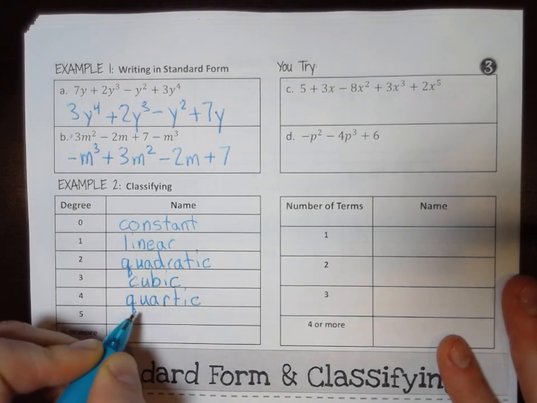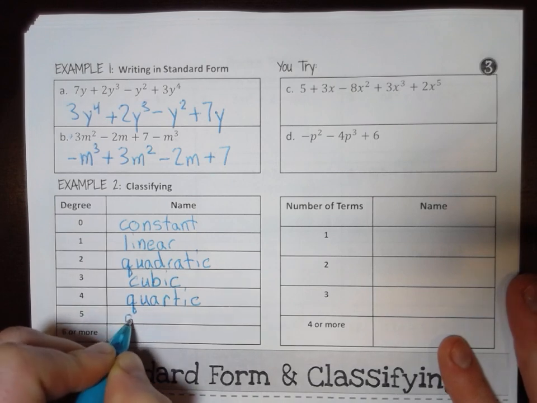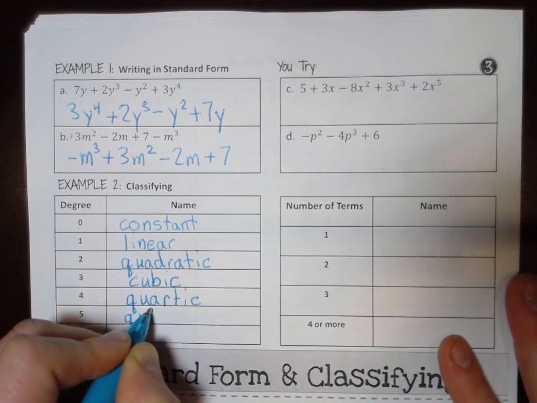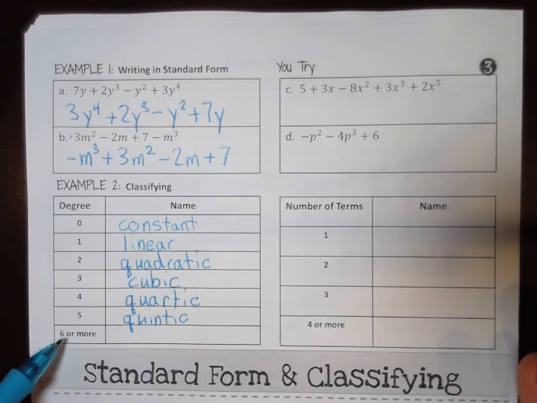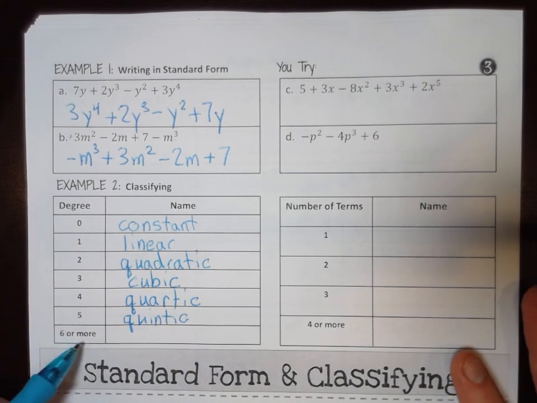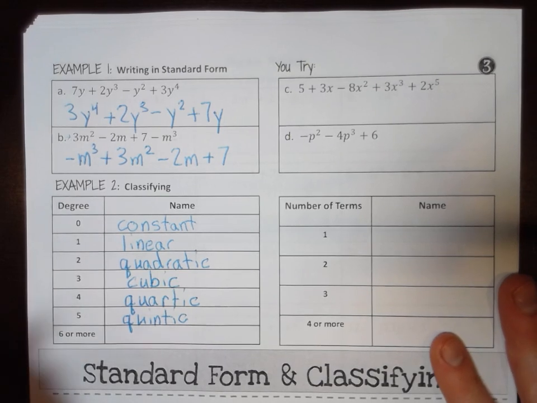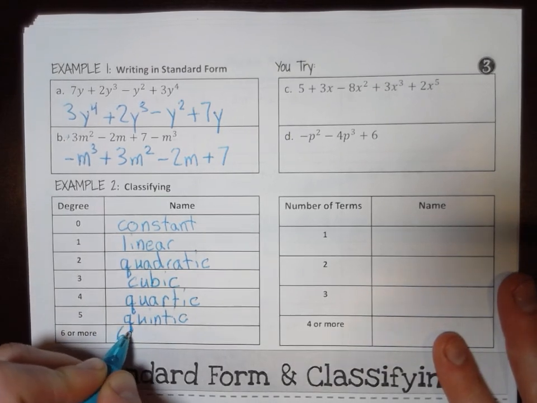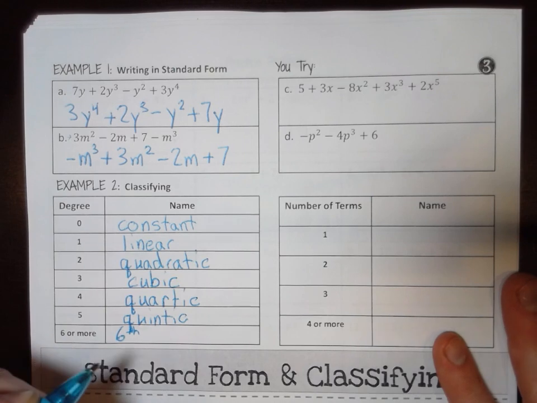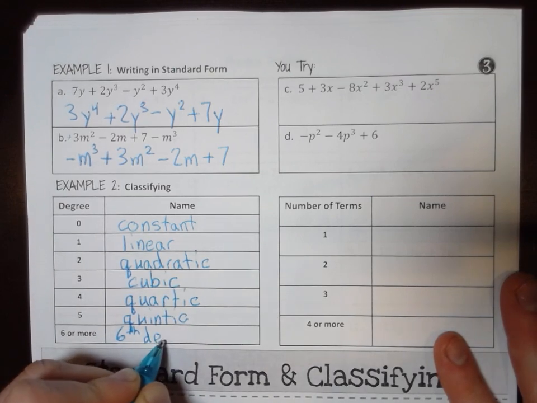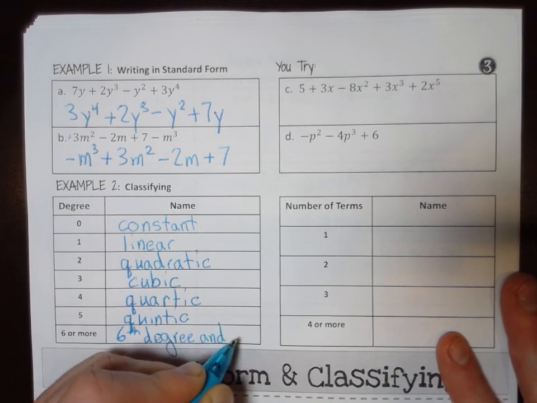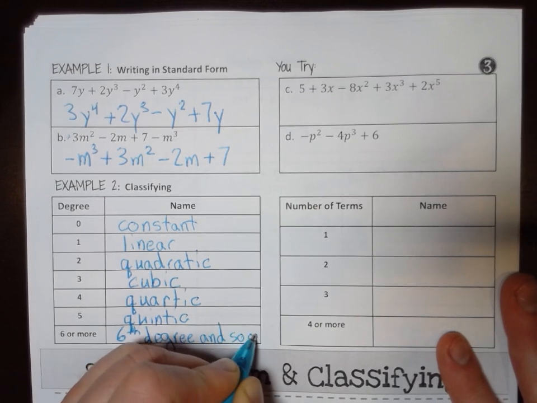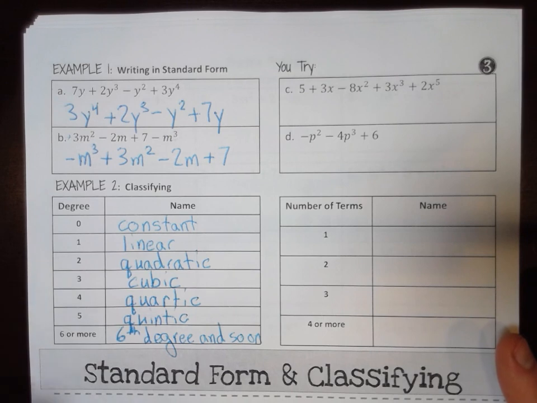Degree 5, we call it quintic. And I never use 4 or 5, but definitely not something 6 or more. When we get to that, we're just calling it by its degree. We're going to call it 6th degree and so on. So if it's a 7th degree, we're just going to call it 7th degree, 8th degree, etc.